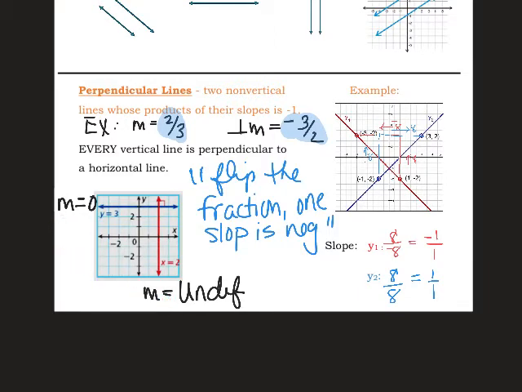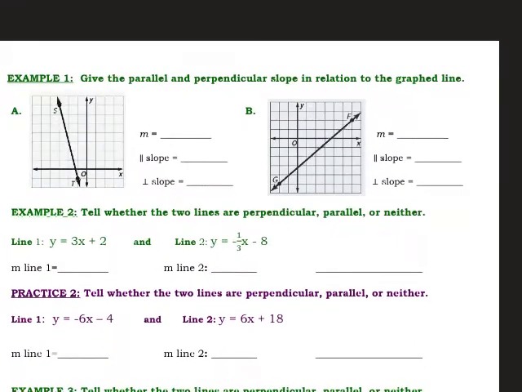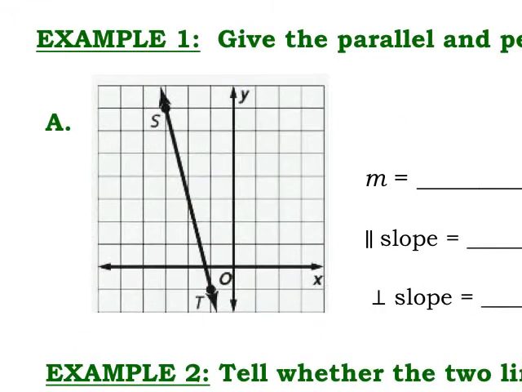All right, let's go over to the right side. The left side was all definitions. Over to the right, it says give the parallel and perpendicular slope in relation to the graph line. So first thing we have to do is figure out our slopes. So here I have T and S. So again, I'm going to just go up and over. How many units up did we go? 8.